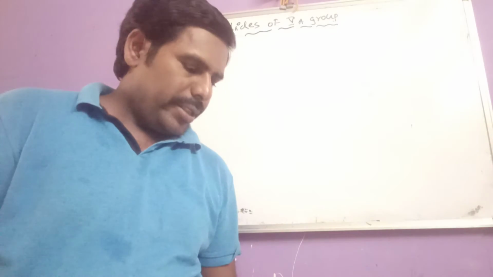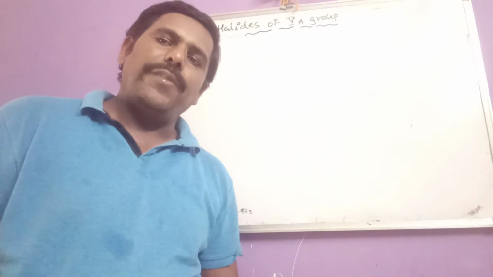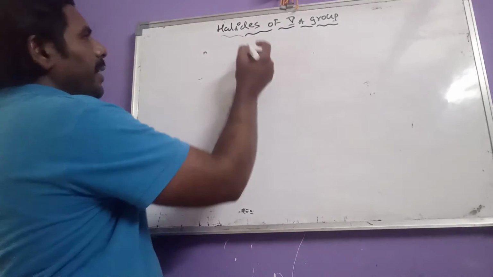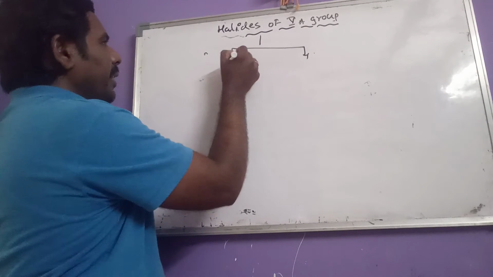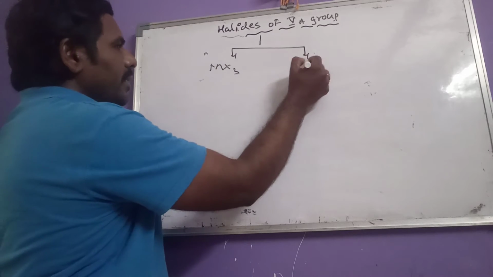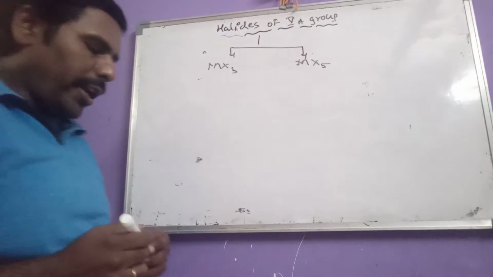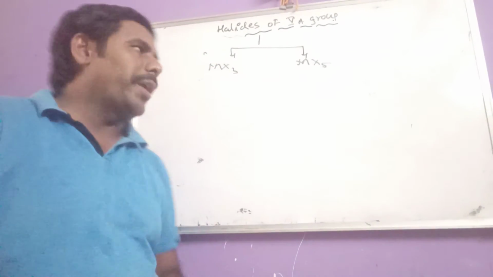Hi everyone. In this video, let us see the highlights of 5th A group elements. 5th A group elements majorly form two types of halides. The first one is trihalides, the second one is pentahalides. These are the two types of halides formed by 5th A group elements.